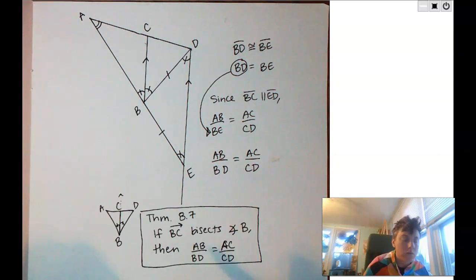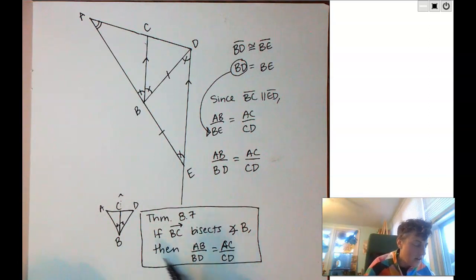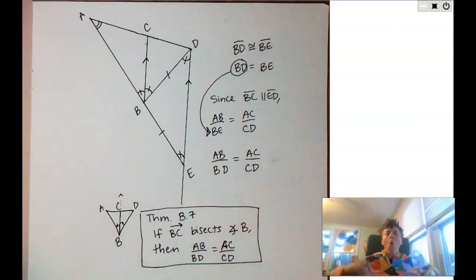So here's our final cool theorem. Made a smaller little version. Theorem 8.7. If BC bisects angle B, splits it perfectly in half, then the ratio of AB to BD will equal AC over CD. Whoa! Man, that's just gorgeous. That's really, really pleasant. Do a couple example problems.